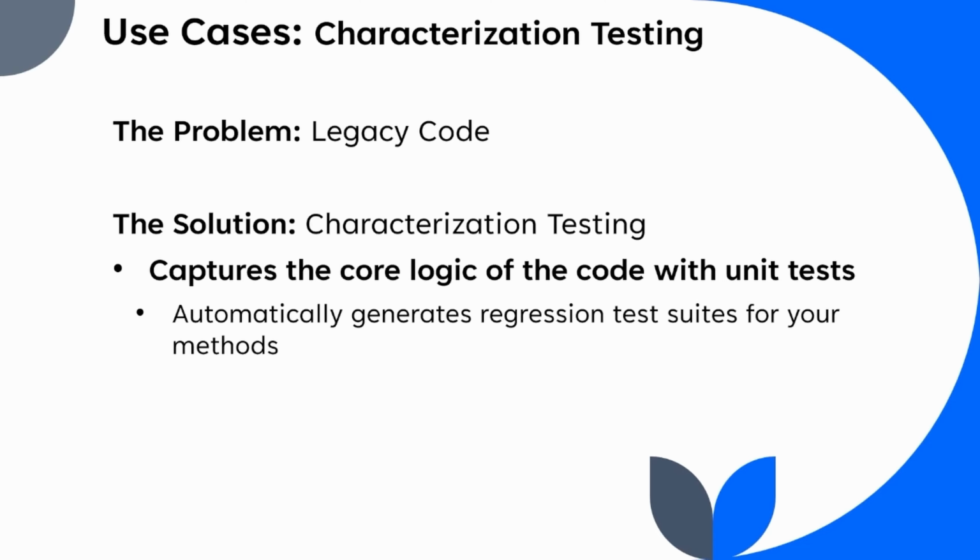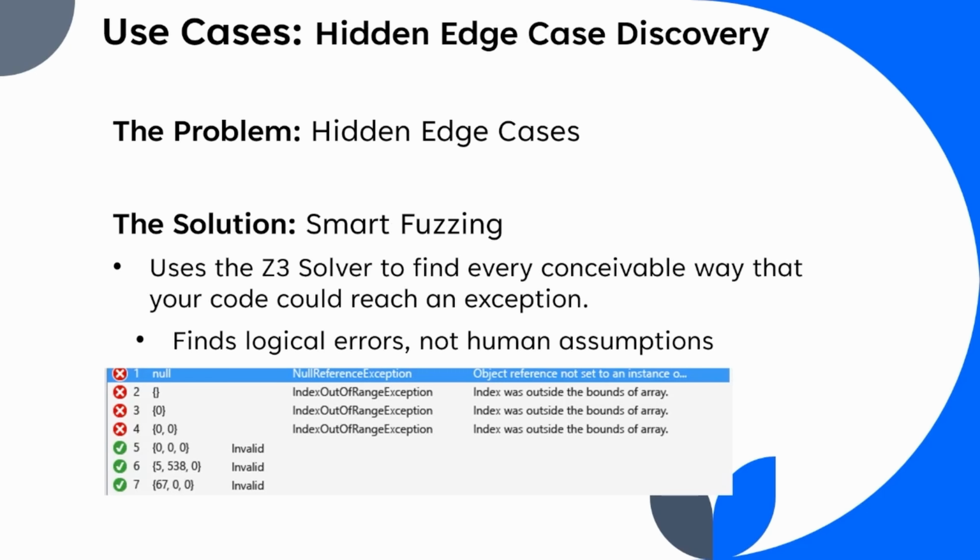Our second specific use case is hidden edge case discovery. So the problem is that we as developers generally try to focus on one core path and then a few obvious side paths that aren't meant to be handled. The main joke that comes into this is you walk into a bar and you order 1 beer. You order 2 beers, you order 0 beers, you order -1 beers, and so on and so forth.